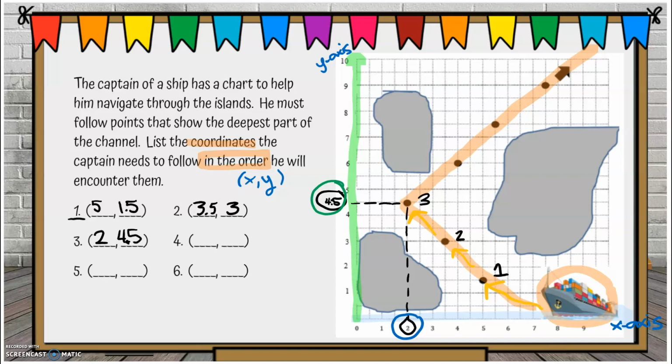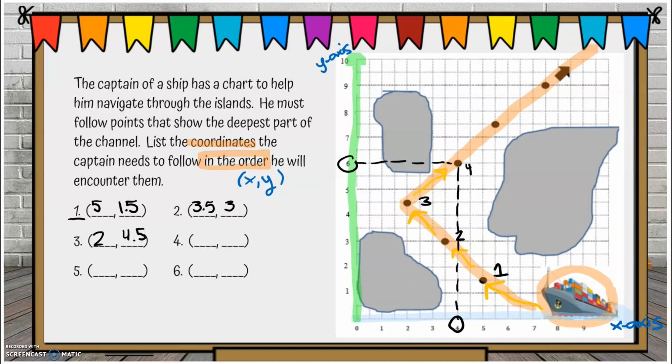Now let's do the next 2 islands. So point 4 already has the black dotted lines. We can see that point 4 hits the x-axis right here at 4, and the y-axis right there at 6. So that coordinate pair would be 4, 6.